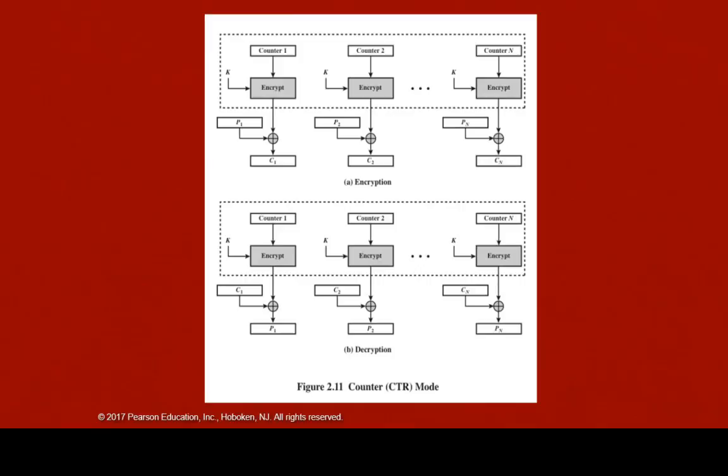A counter equal to the plaintext block size is used. The only requirement stated in the standard is that the counter value must be different for each plaintext block that is encrypted. Typically, the counter is initialized to some value and then incremented by 1 for each subsequent block. For encryption, the counter is encrypted and then XORed with the plaintext block to produce the ciphertext block. There is no chaining. For decryption, the same sequence of counter values is used, with each encrypted counter XORed with a ciphertext block to recover the corresponding plaintext block.